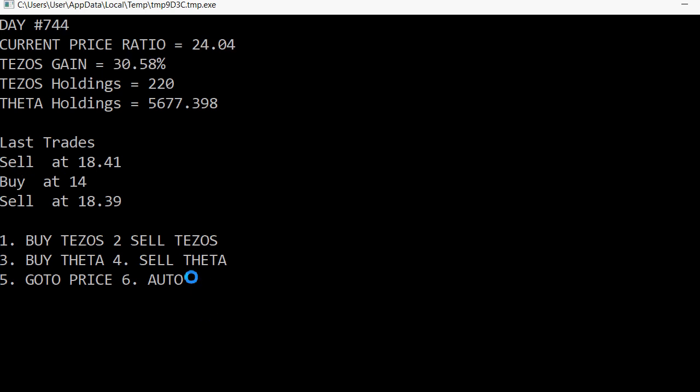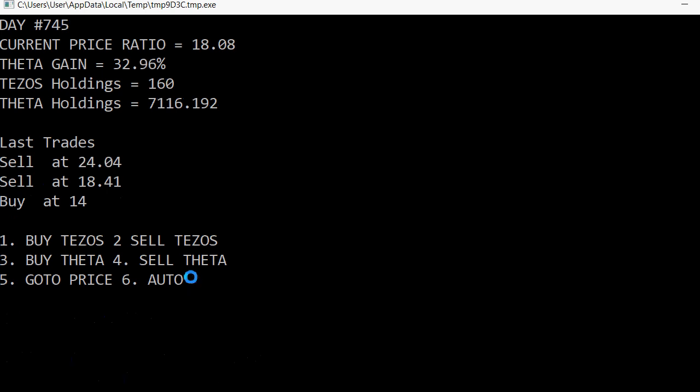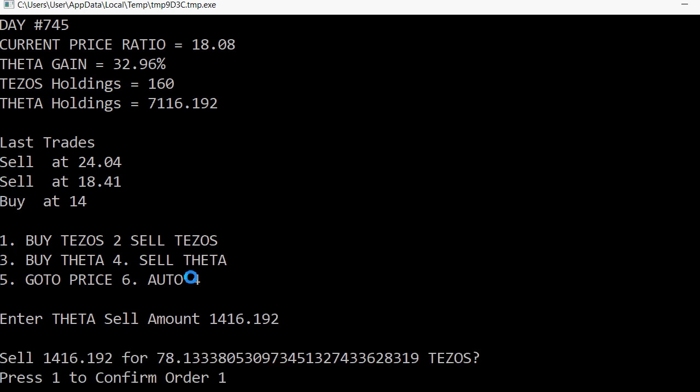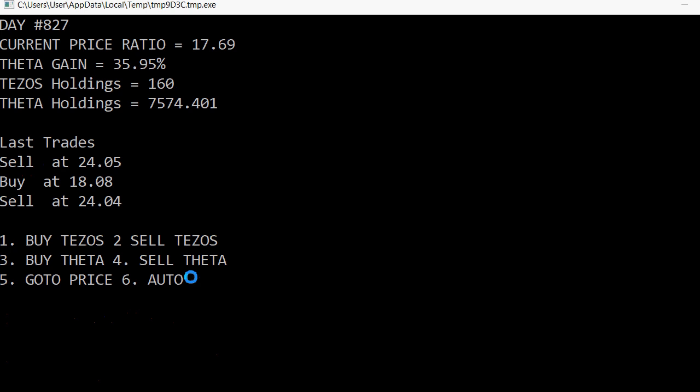And then Tezos with a 30% gain. So let's go ahead and sell 60 of them. And then add 14 on top of 56. So now I got over 7K, over 71. And Theta's got a 32% gain on the very next day. Let's do 1416.192. And Tezos is up 21%. Not quite at that number. And we get 33. 78. Let's do that. And then Theta gains 35%.